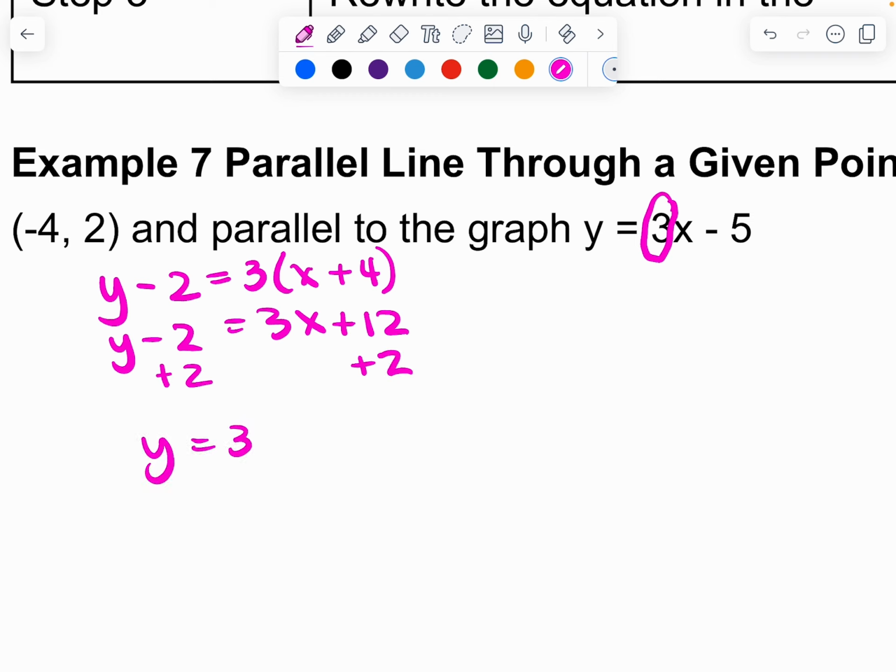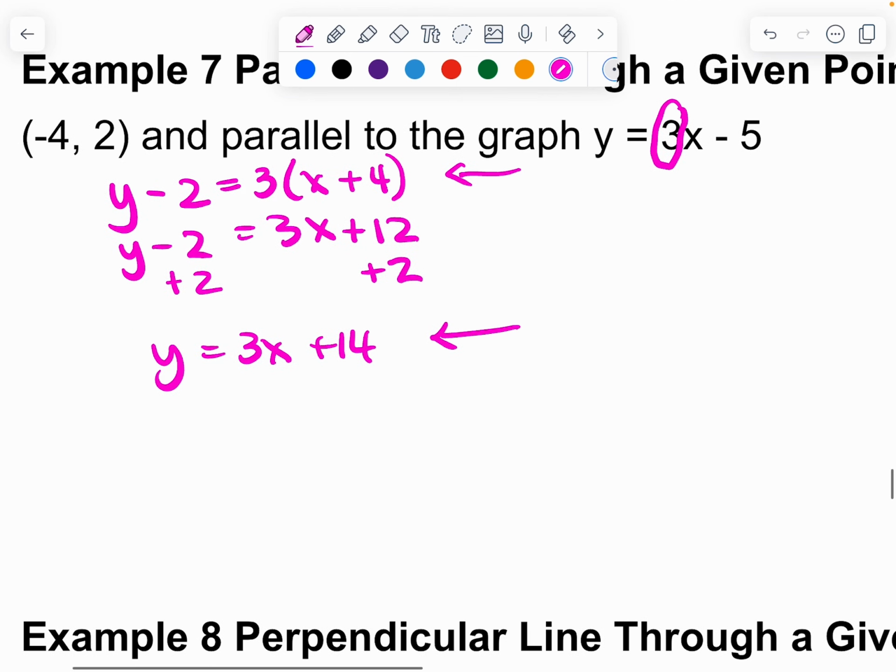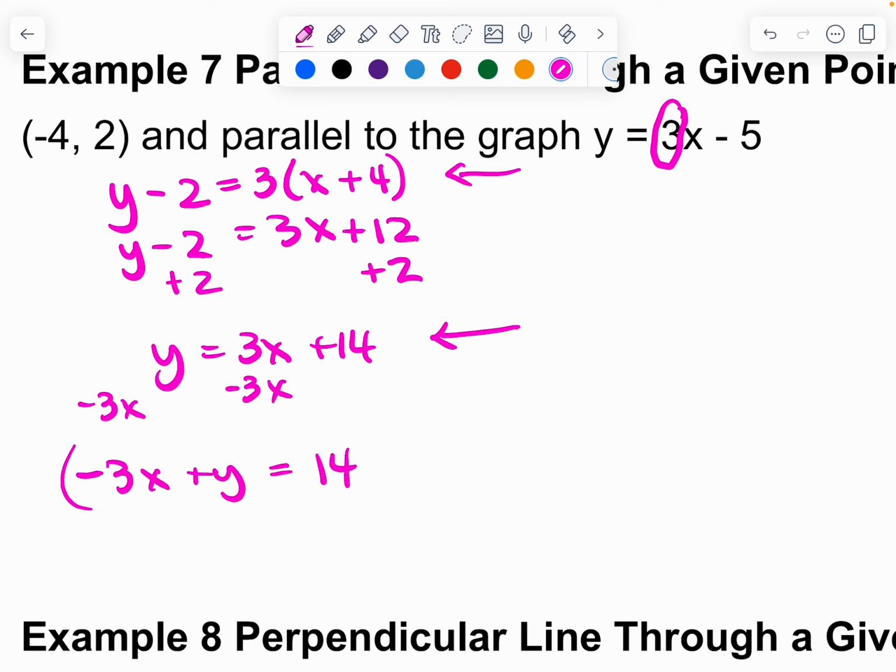because it doesn't say what form to put it in. So here I've got the point slope. Here I've got the slope intercept. And if it wanted it in the standard form, I would do negative 3x plus y equals 14. Multiply everything by negative 1. So 3x minus y equals negative 14. So that's how you would do it in each one of the forms.